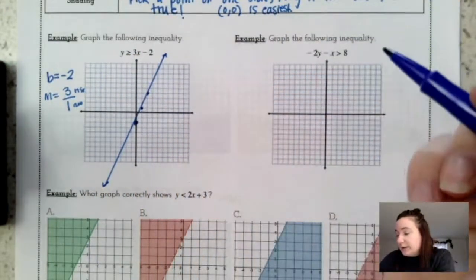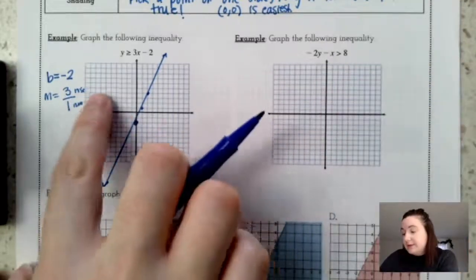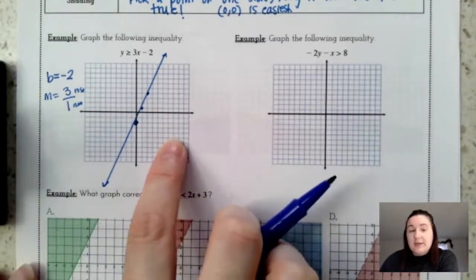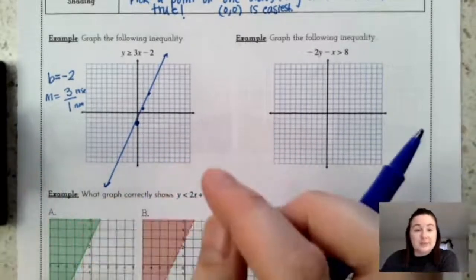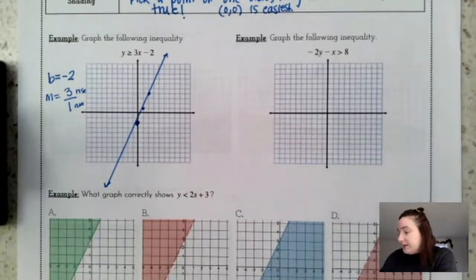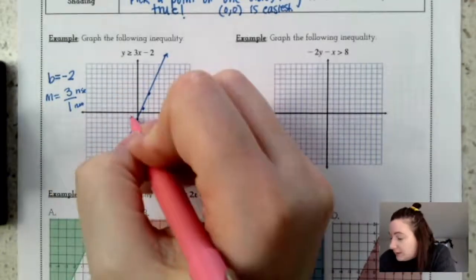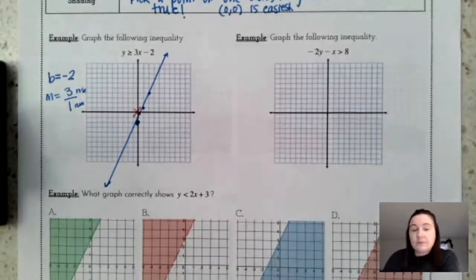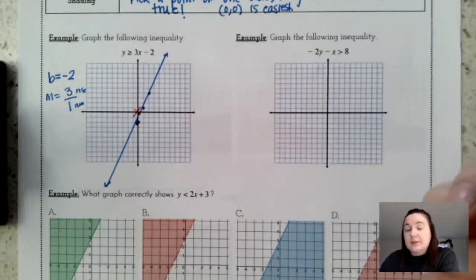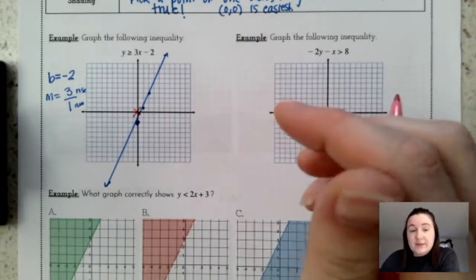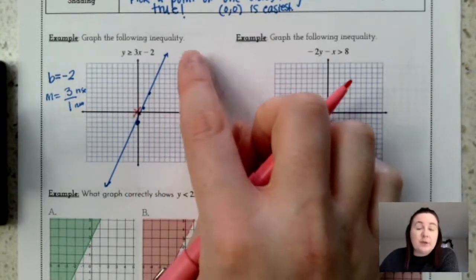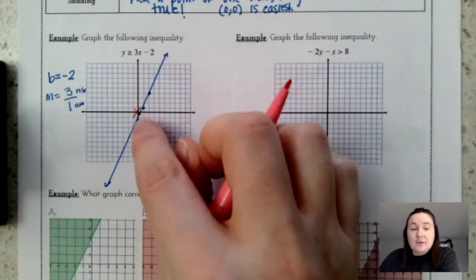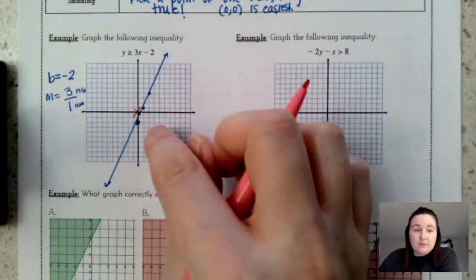So what you're going to do is pick a point either on this side or this side. If it's true, that's where we shade. If it's not true, then we shade the opposite side. The easiest point to use is 0, 0. If it's not on the line, you can use 0, 0. If it is on the line, you have to pick a different point. Like I would have to pick 10, 10, which would be a good and easy one. I like to do ones where x and y are the same value.